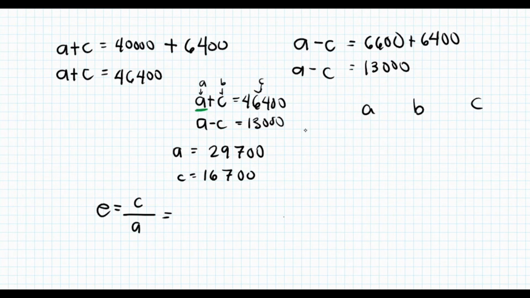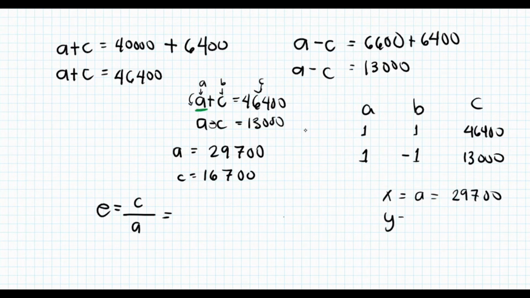So, yung coefficient ni A mo, which is 1, yung nilagay natin, coefficient ni B mo ay 1. Tapos, si C ay 46,400. Dito rin, coefficient ni A ay 1. Coefficient ni B mo ay negative 1. Tama? Ito yun, negative 1. Tapos, your C is 13,000. So, inequal natin yan. Nakakuha tayo ng value ni X, which is yung una mong letter, si A, that is equal to 29,700. Tapos, nakuha din tayo ng value ni y. Value naman siya ni C mo, that is 16,700.